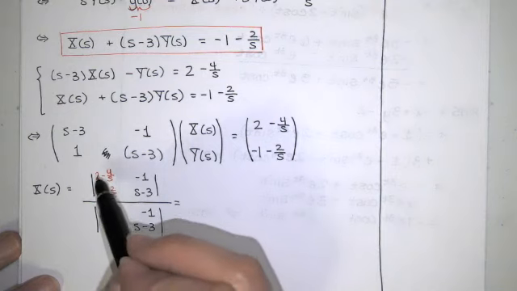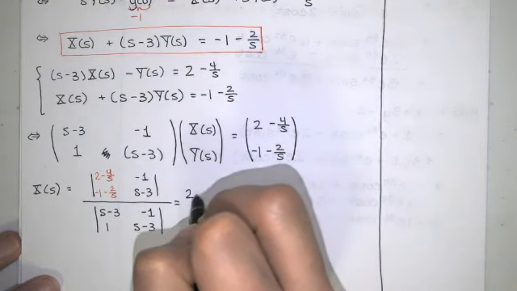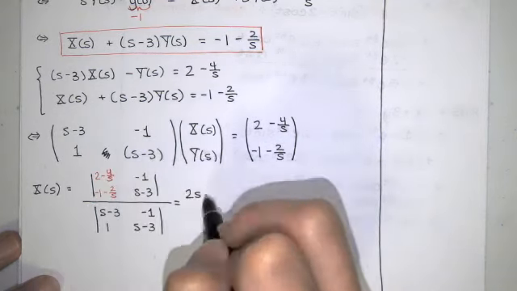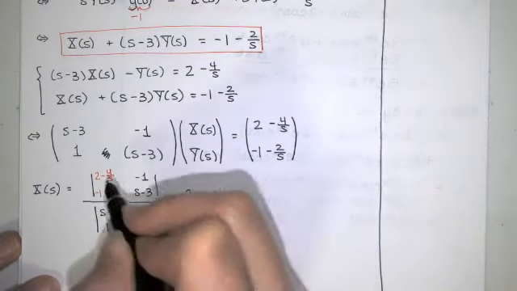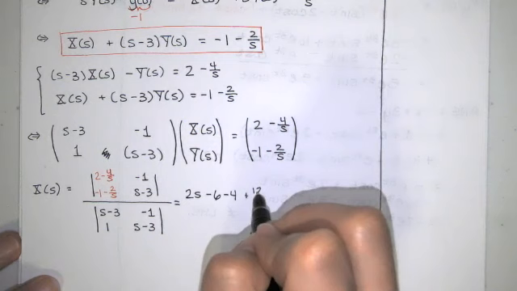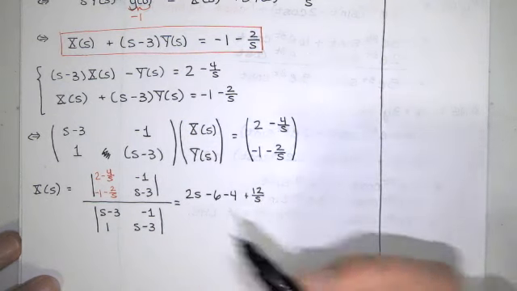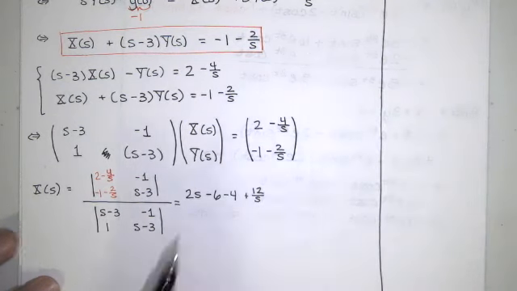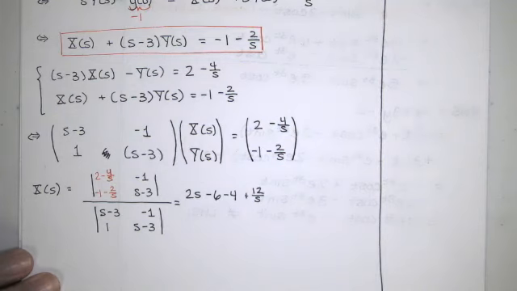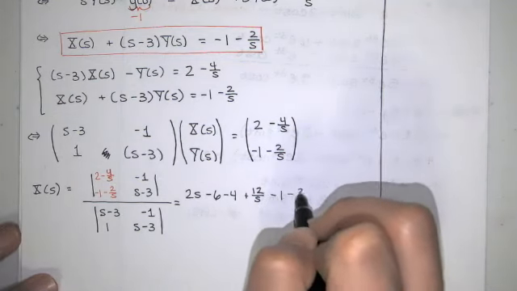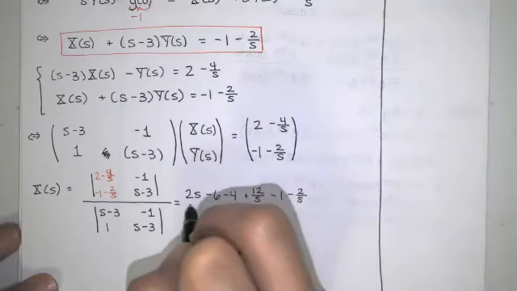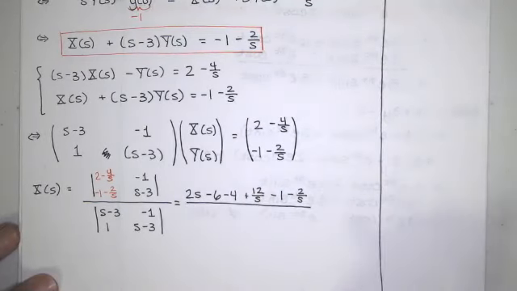If we distribute, we'll have first times first is 2s. Outer times outer is -6. Inner times inner is -4. And last times last is plus 12 over s. And then we're subtracting this times this. So that means we're subtracting a quantity of 1 plus 2 over s. When we subtract, we'll distribute the negative. We'll end up right there.